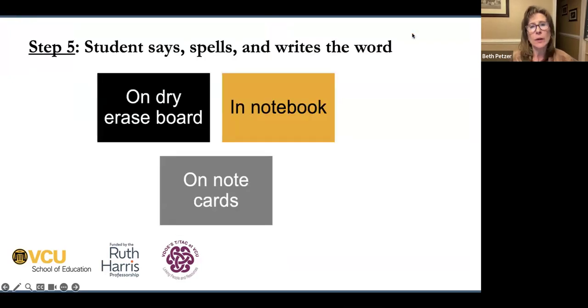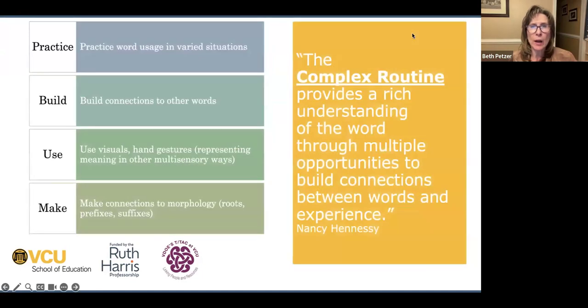And then, let me back up and say, that's at the end of the simple routine day 1. And so after day 1, you're ready for the complex routine, which is day 2 and beyond, 2, 3, 4 and beyond, and always constantly coming back to it and connecting it with new knowledge. So that complex routine provides the student a rich understanding of the word through multiple opportunities to build connections between words and experiences.